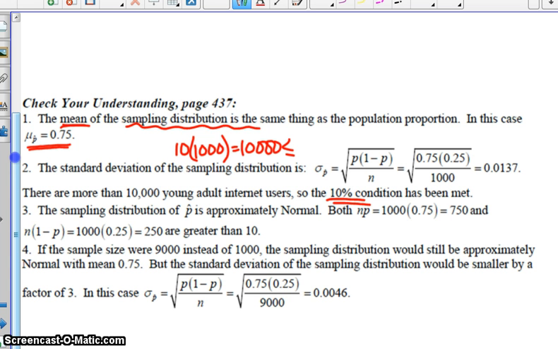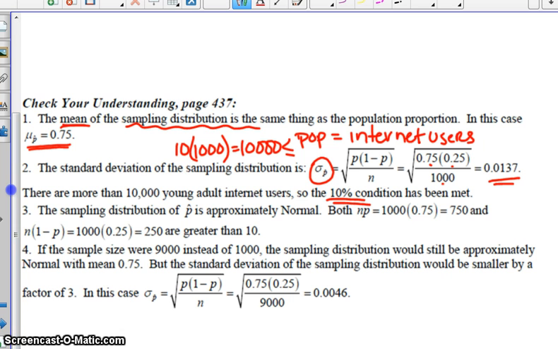Is that less than or equal to my population? I'm going to say yes, because my population is internet users, and I'm pretty sure that there's more than 10,000 of those, which then allows me to go in and calculate my standard deviation. So again, p, 0.75, 1 minus it, divided by 1,000, square root, and get my standard deviation.